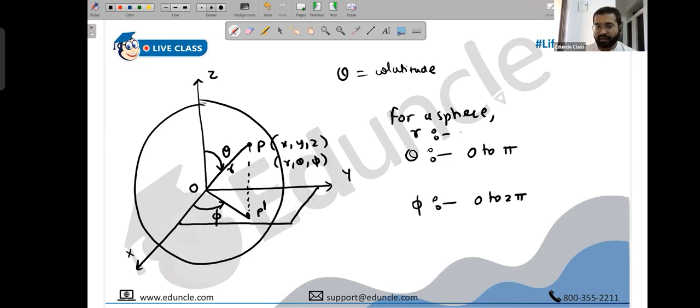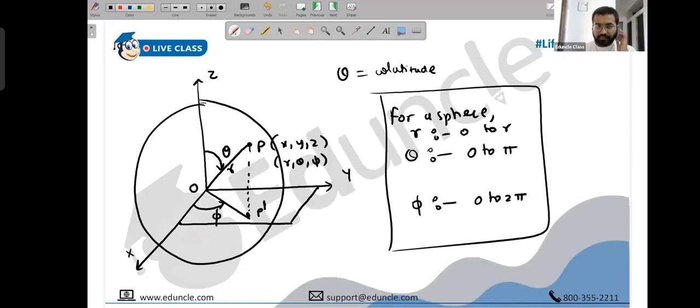R was going from 0 to r. So how did we decide R? Basically, you took a point P from the center and you extended this. Now this becomes a point P. This is the R. Now just rotate R by 180, you get the disc. Rotate the whole disc by 360 degrees, you get the whole sphere. So these are the limits of a sphere all the time. Ask me if you have any questions.